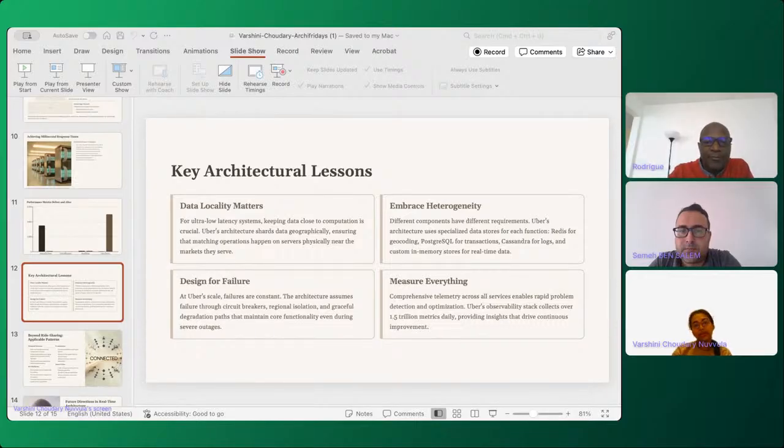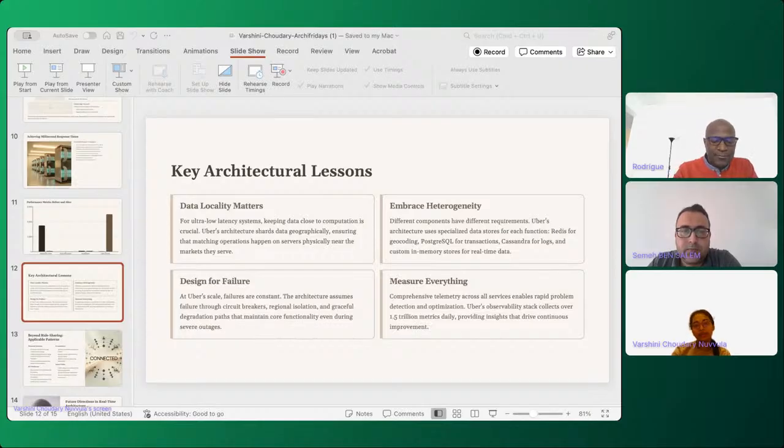So next we'll walk through the key architectural lessons that we can take away from all of this. First, data locality matters. Bring computation closer to the data and not the other way around. Second, heterogeneity is powerful. It is tailored for each component of these roles to avoid one size fits all solutions.